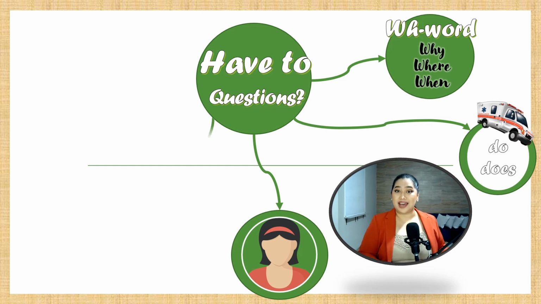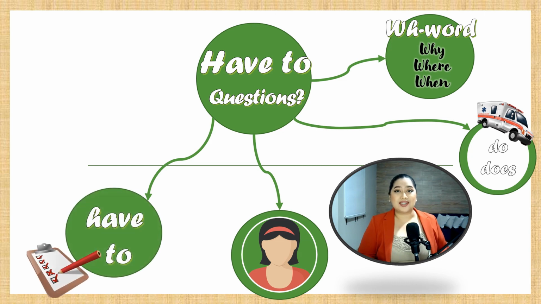Right, so after that, you need, of course, in this case, the modal verb, have to. We are asking for an obligation, right? So, have to. You know, what do you have to? Where do you have to? What does she have to?